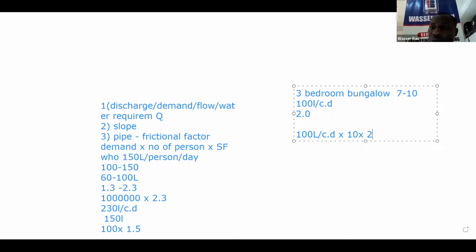People will tell you that when you are doing design, you are supposed to have water that will be enough for you for 2 days before you pump. It's okay, that's a layman. But as a water expert, it's a safety factor. So if I multiply this now, what am I going to get?